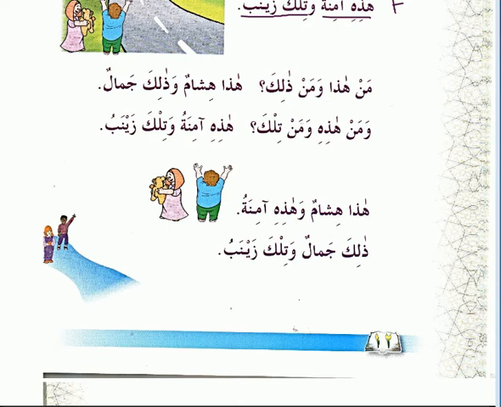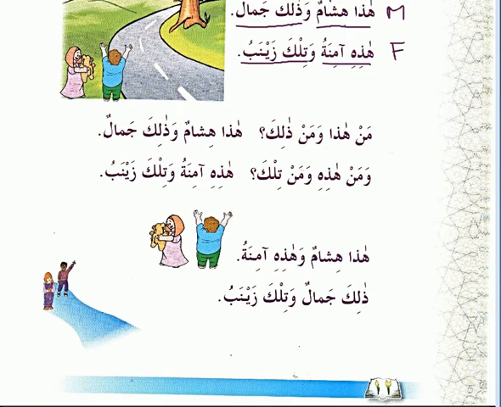Man hadha wa man dhalika. So man hadha, see, a lot of these are actually compound sentences, remember? Like the compound ones with wa, right? Wa meaning and. So man hadha, we know this sentence, right? Who is this? Man hadha, wa and man dhalika. So who is this and who is that over there? So who is that? Good.